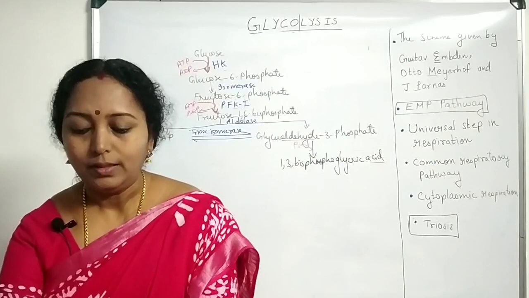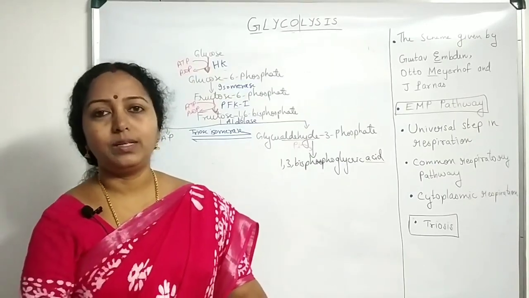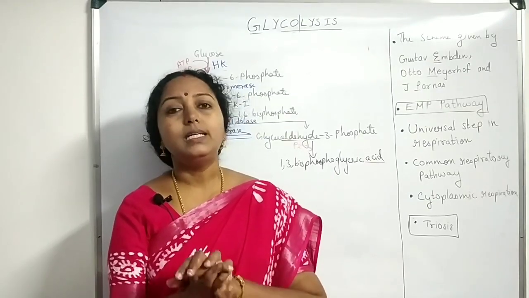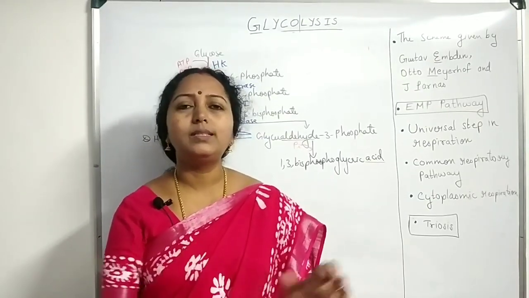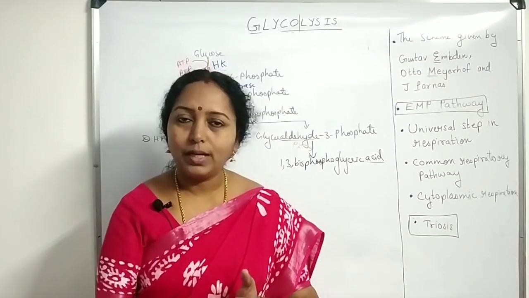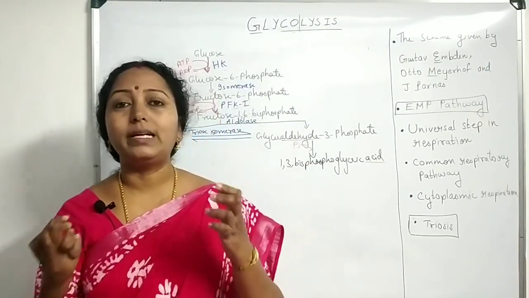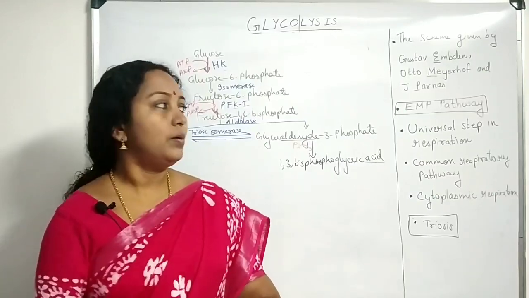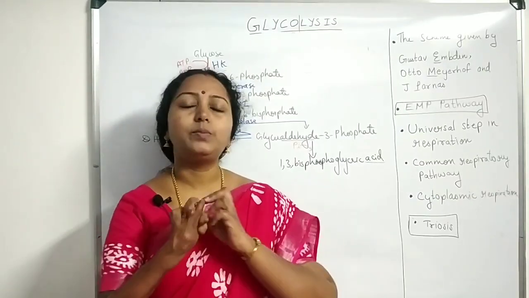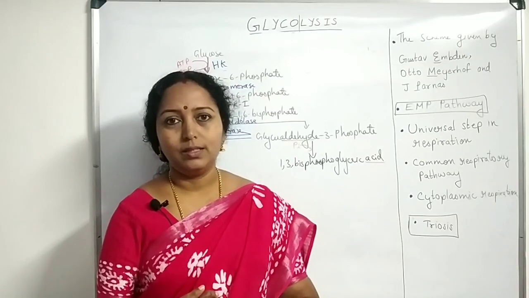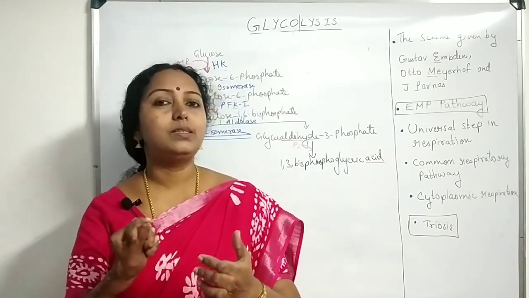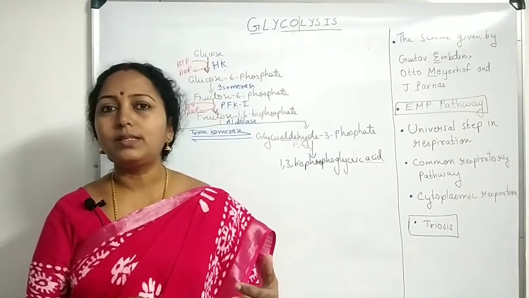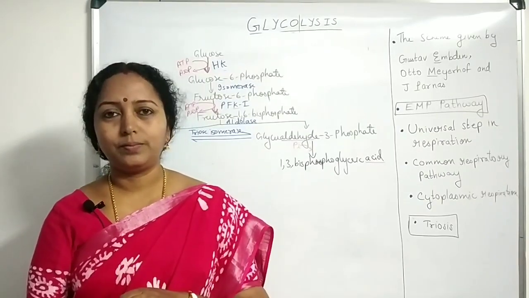This part, dear students, you should understand very well. Glycolysis is a universal step in respiration. That means it takes place in all kinds of cells, whether it is a prokaryotic cell or a eukaryotic cell. An aerobic cell or an anaerobic cell doesn't actually mean anything to this glycolysis. It takes place in all kinds of cells. So, as I mentioned, it can take place in aerobic as well as in anaerobic cells. In an anaerobic cell, it won't take oxygen.